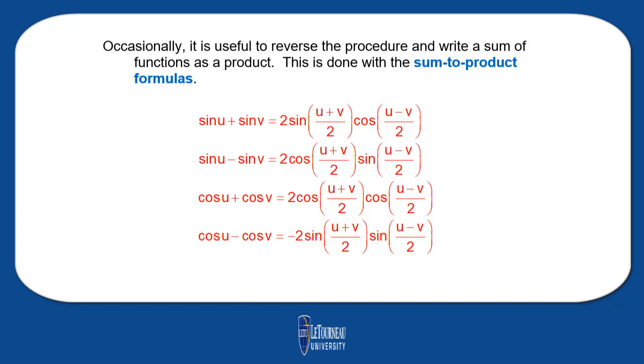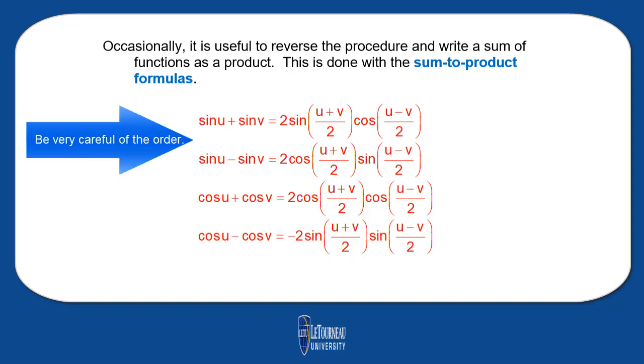Okay, now occasionally it's useful to reverse the procedure and write a sum of two functions as a product. This is done with the sum to product formulas. Now, be sure you pick the right one if you have a difference or a sum, and in picking the right one, be sure you keep u and v in the right order. Otherwise, you're not going to get the correct answer.